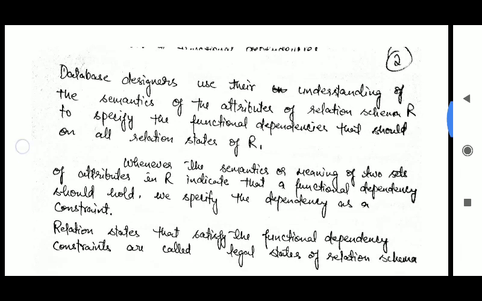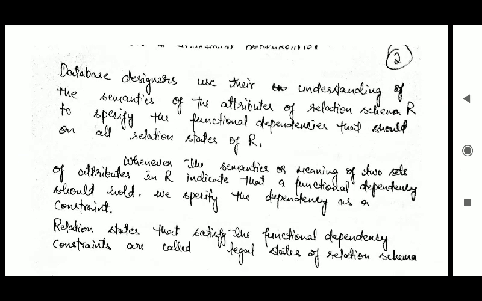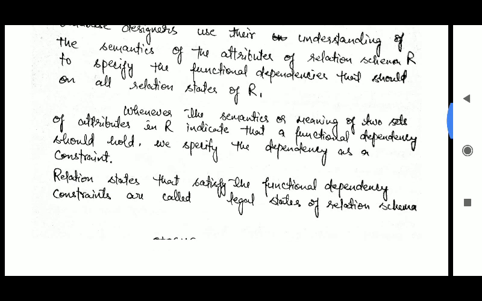Now, what happens? The database designers use their understanding of the semantics of the attributes of relation schema R to specify the functional dependencies that should hold on all relation states of relation schema R. Whenever the semantics or meaning of two sets of attributes in R indicate that a functional dependency should hold, we specify the dependency as a constraint. Relation states that satisfy the functional dependency constraints are called legal states of the relation schema.